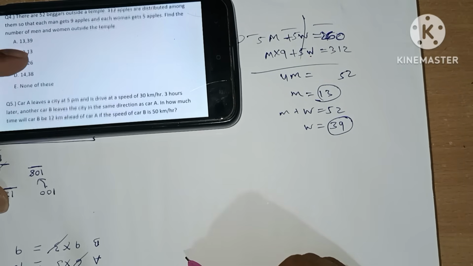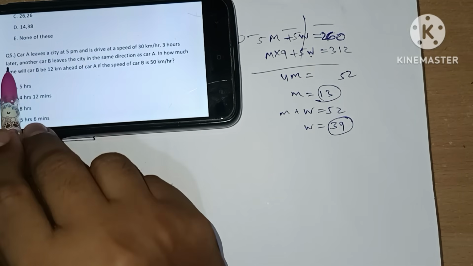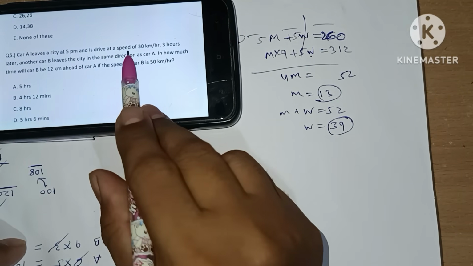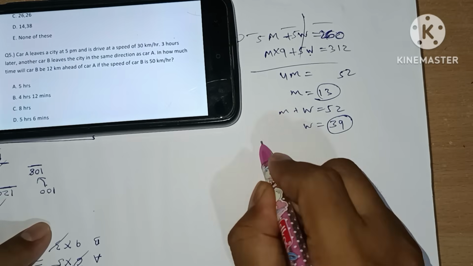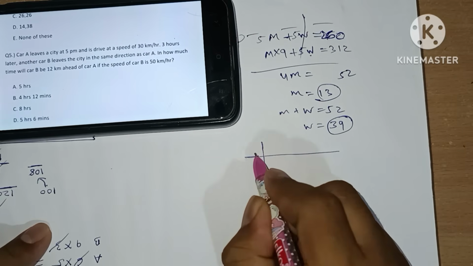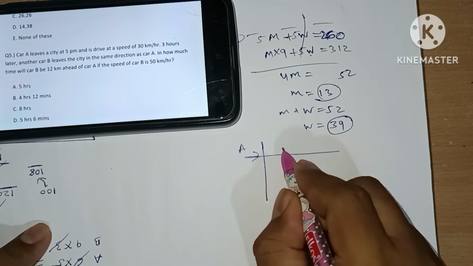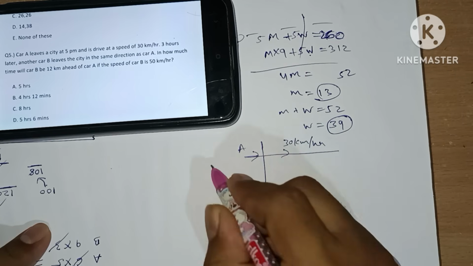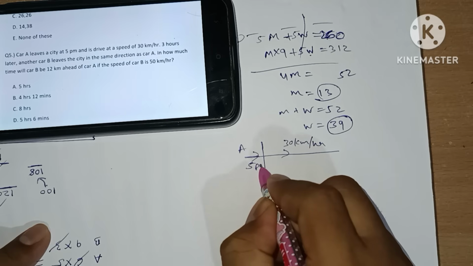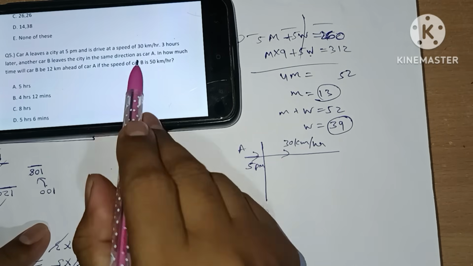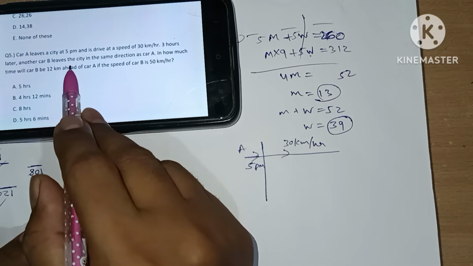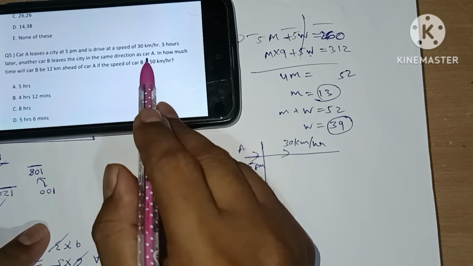Next, fifth question. A car A leaves a city at 5 p.m. and it drives at a speed of 30 km per hour. So car A leaves and travels at a speed of 30 km per hour and started at 5 p.m. Okay, next one. 3 hours later, another car B leaves the city in the same direction as the car A.